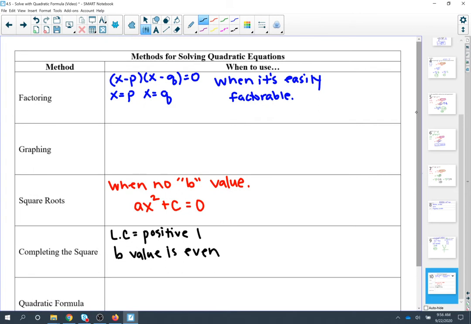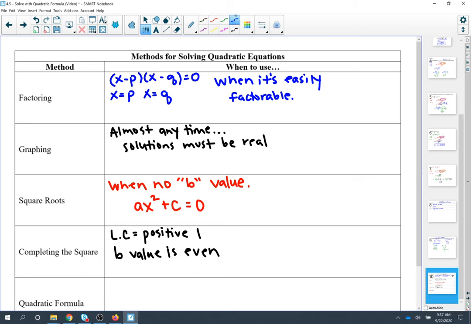Graphing. Graphing you can use almost any time. Almost any time. But solutions must be real. We have not covered imaginary solutions yet, so at the moment we don't really have to worry about it. If you're graphing and your solutions are imaginary or they don't exist, then the graph is not going to hit the x-axis and a graph will not help you with that.